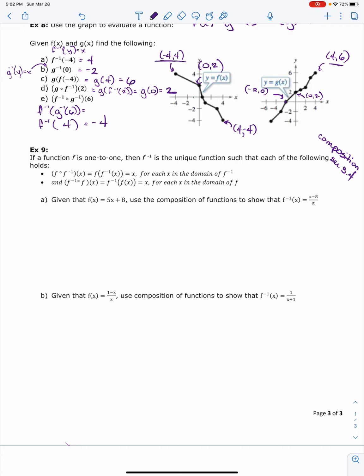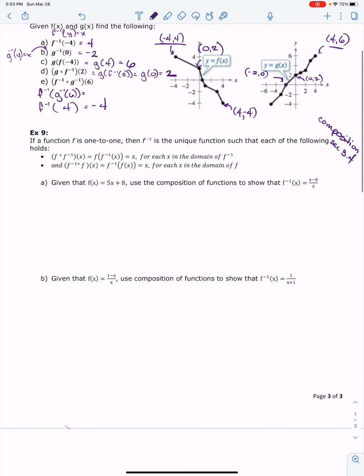Example 9, we are looking at the composition of functions here. If function f is 1-to-1, then f inverse is the unique function such that the following hold. Basically, it says if we do one and then the other, we get what we started with. If I'm plugging x into one and taking that answer and plugging it into its inverse, we should get x back. We should get what we started with.